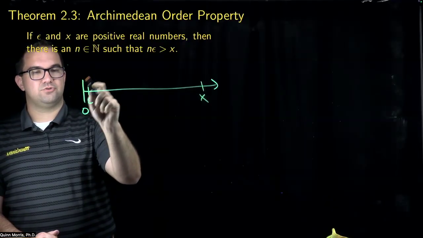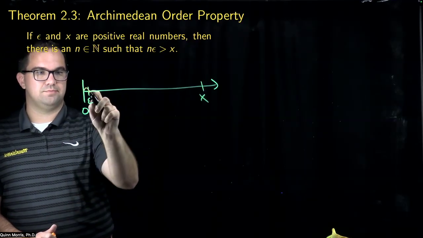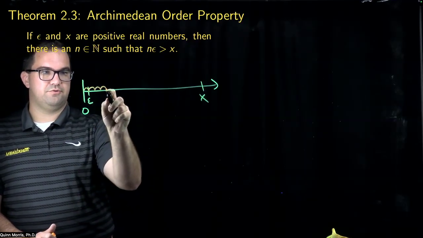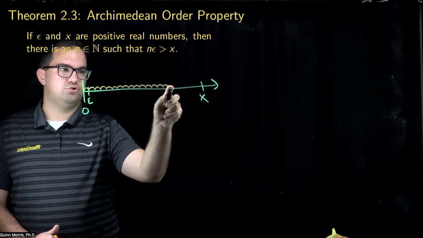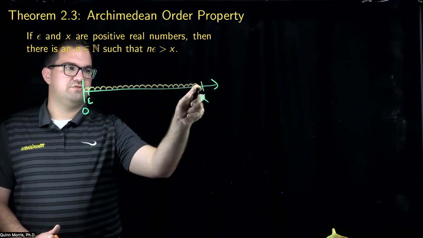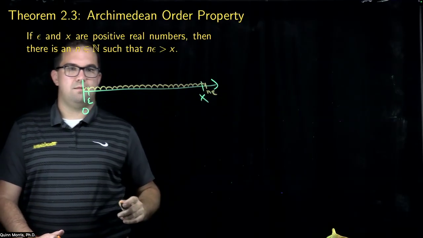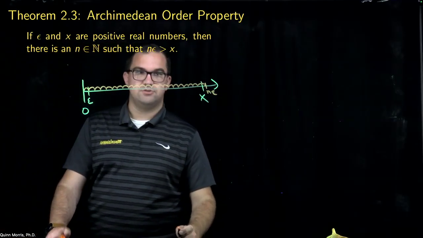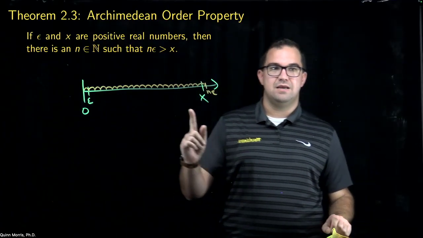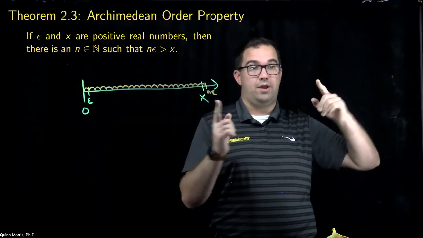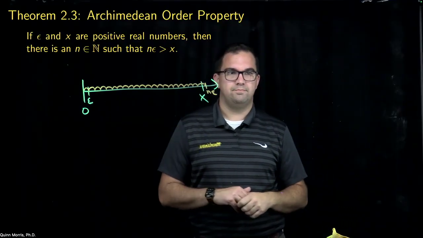Thinking about this another way, I can think about taking steps of size epsilon. So there's one step of size epsilon, 2 steps, 3 steps, 4, 5, 6, 7, 8. And what this theorem says is no matter how small my steps are, there's some finite number of steps that will eventually lead me past x. So if I'm taking steps of positive size, I'll always get however far you want. I may have to take a lot of steps, but I will eventually get past that number.